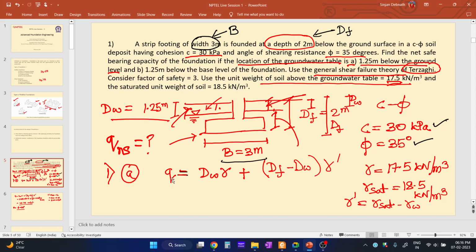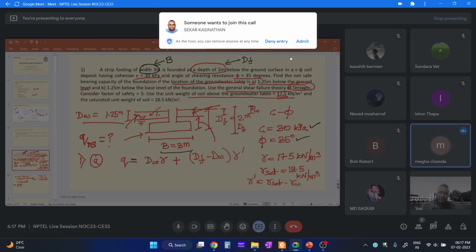For pure sand, there is no C, and for pure clay, there is no phi. But for silty sand and mixtures of clay and sand, you will get both. For clay soil, you have only the cohesion C value, only the C value for pure clay.